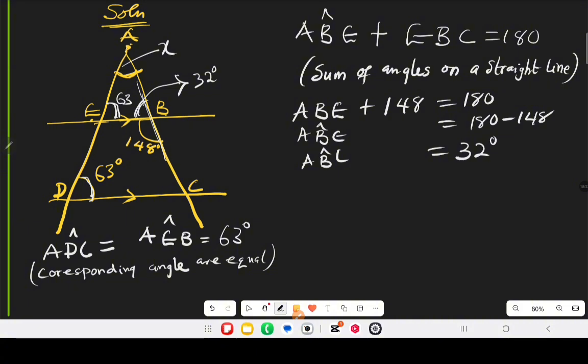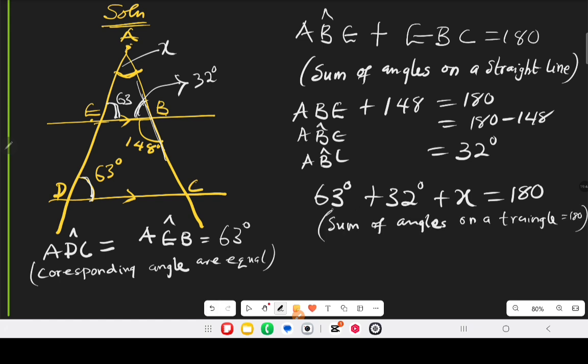which is given, is equal to 63 degrees, which is this angle, plus 32 degrees, plus X equal to 180. Reason: sum of angles on a triangle is equal to 180. That is, we sum the angles. 63 plus 32 gives us 95 plus X equal to 180 degrees.